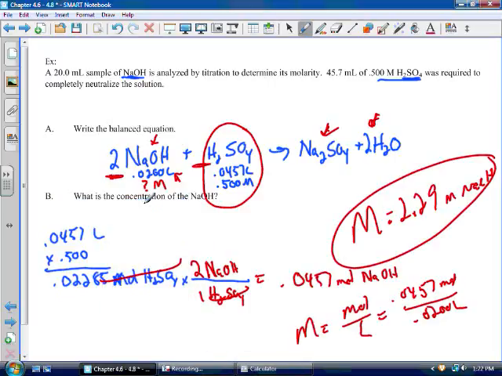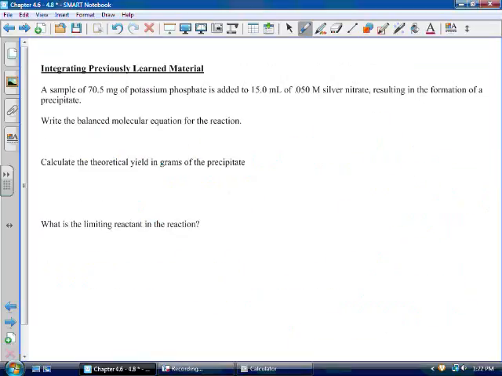So there's another example of using stoichiometry. This is an acid-base neutralization. All right, let's look at one thing that ties everything together that we've done. It ties limiting reactants and all this stuff together into one problem. In this case, a sample of 70.5 milligrams of potassium phosphate is added to 15.0 milliliters of 0.050 molar silver nitrate, resulting in the formation of a precipitate.